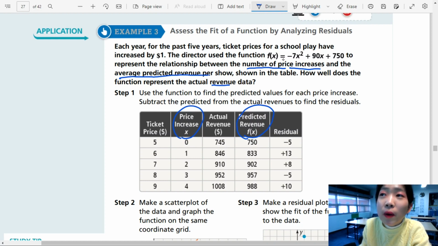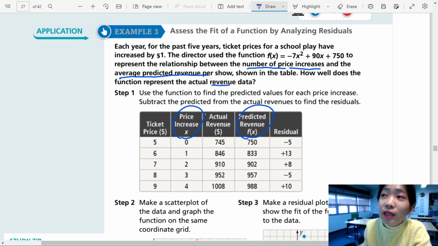So we want to know how well this function represents the actual revenue data. So let's look at the function and find the predicted values for each price increase. If the price increase is $1, you plug in 1 here: negative 7 times 1 squared, then 90 times 1, 90, plus 750. If you add them, you get 833. So you have 833, right?